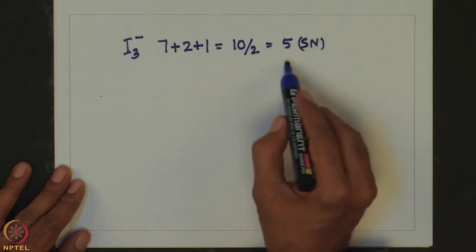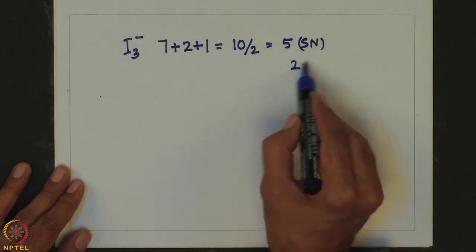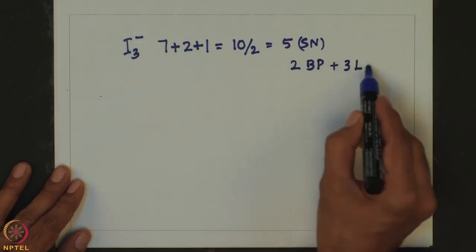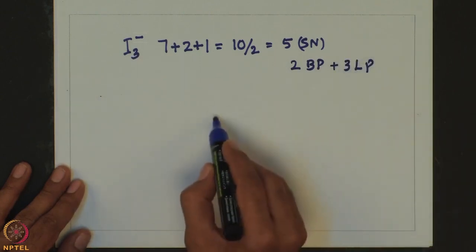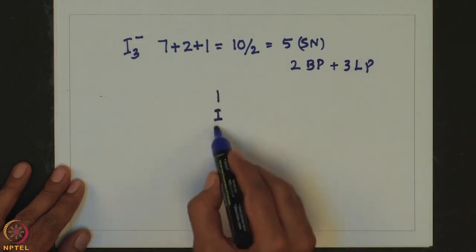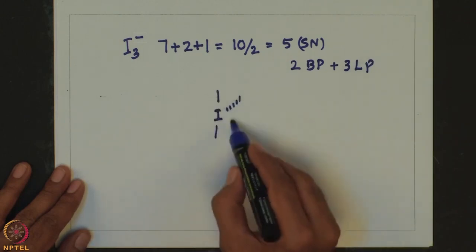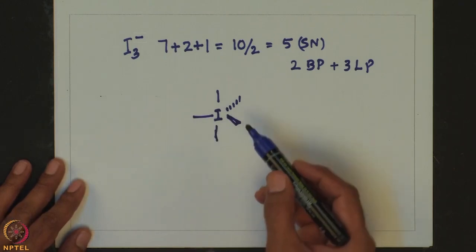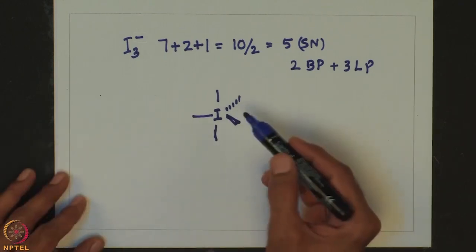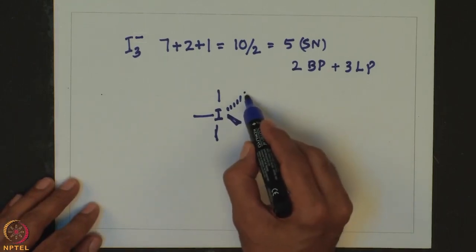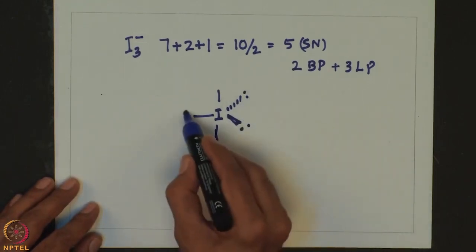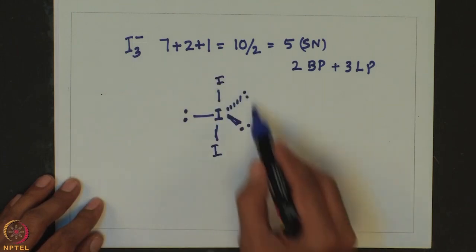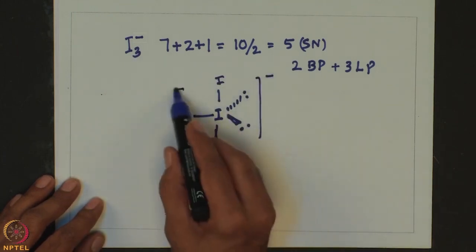So here what we have is 2 bonded pairs, because we have 2 I-I bonds, plus we have 3 lone pairs. First let us write trigonal bipyramidal geometry as we wrote before. So this is how we can write. And now, to minimize the repulsion between the lone pairs, what we should do is place all the lone pairs in the equatorial position like this, and the remaining two iodine atoms can be placed here, and this is the structure of I3 minus.